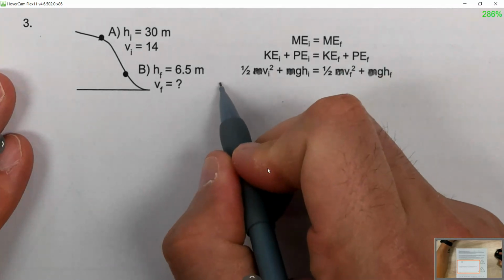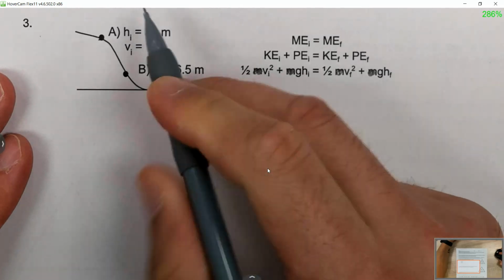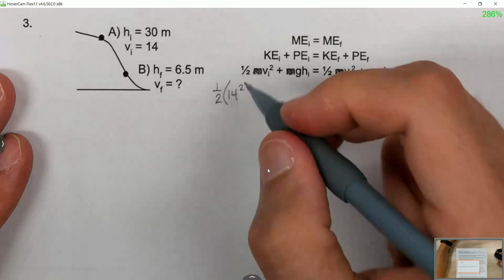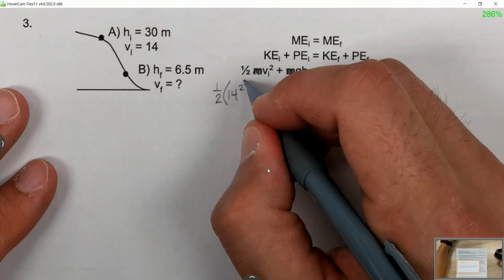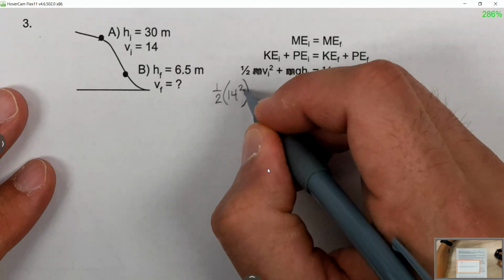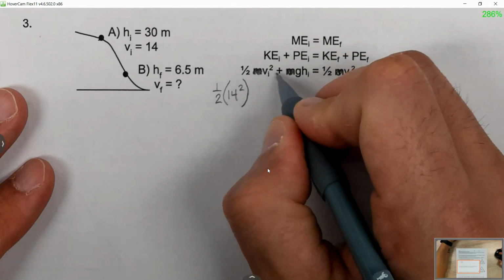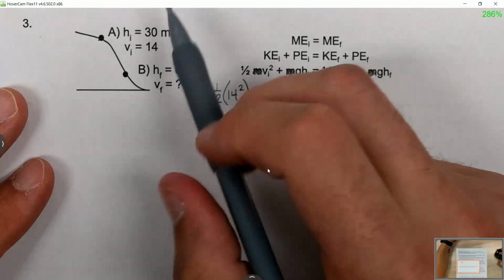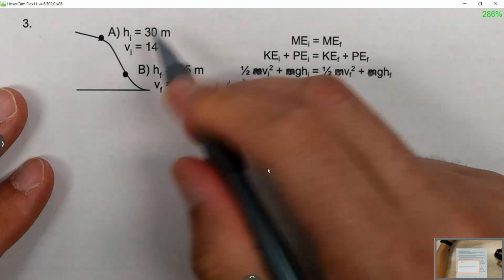This 1/2 needs to come down, times vi squared. Vi is 14. Notice I put it in parentheses. You must put it in parentheses because we don't want to take half of 14, which is 7, and then square that. We want to do 14 squared, whatever that value is, and then divide that by 2. Bring the plus sign down. G times hi, initial height. G is 10, and hi is 30.